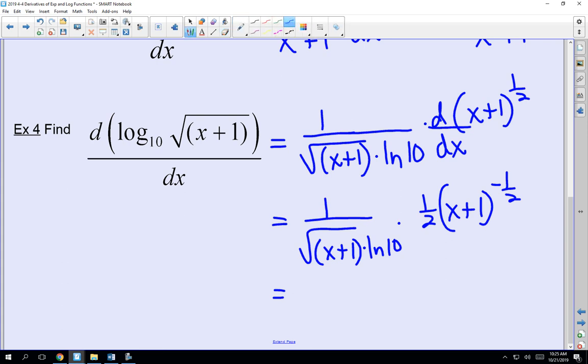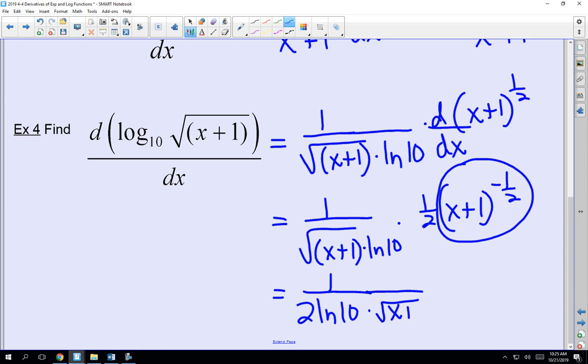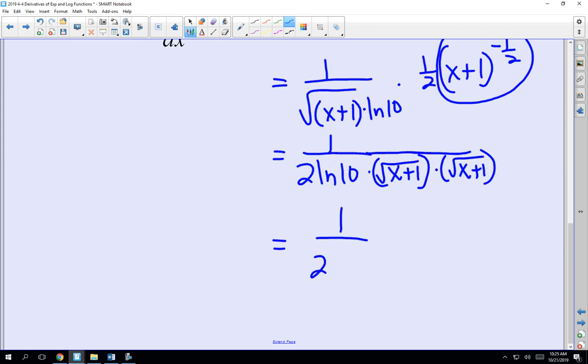So we've got 1 over, there's a 2 here, ln of 10. So that 2 comes down to the bottom. And then this right here can be rewritten as the square root of x plus 1 in the bottom. Well, you have a square root of x plus 1, and then you put in another square root of x plus 1. And you've got 1 over 2 ln of 10 times x plus 1. The radicals undo each other. So remember, 2 ln of 10 is just a constant, it's a number. So you have that constant times x plus 1 on the bottom. So there they are, the 4 of them with chain rule involved as well.